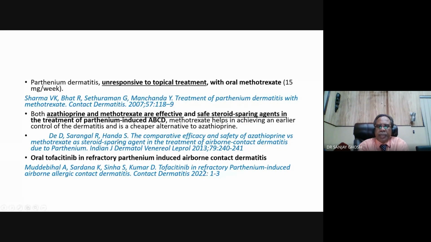In Parthenium dermatitis unresponsive to topical treatment, sometimes oral treatment is also recommended. That was also shown by certain colleagues at Chandigarh PGI. They have shown that azathioprine and mycophenolate are almost equally effective as the steroid-sparing agent. So I think that can also be tried in certain cases. I think the cost is low, and that's a good study. Oral tofacitinib has also been used in refractory Parthenium, because Parthenium is such a thing. Even after patch testing, you can't avoid it 100%. So airborne contact from Parthenium you can avoid.